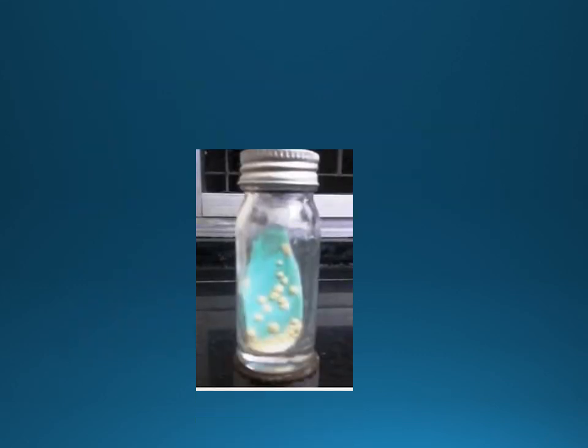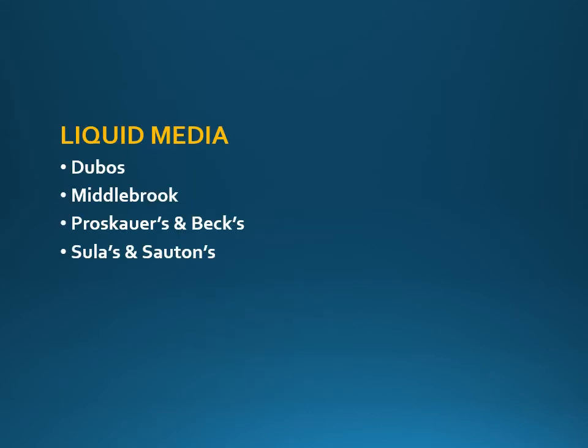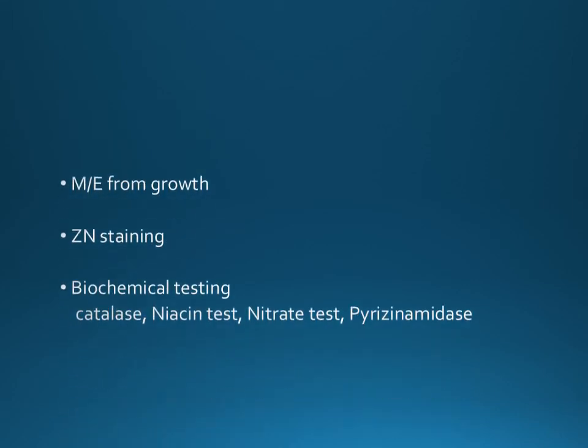So this is the Lowenstein-Jensen media, you can see the colonies, and the green color of this media is due to the presence of malachite green. Now the liquid media which can be used: Dubos, Middlebrook. In Middlebrook we have 7H9, 10, 11 and 12. So 7H9 and 12 are liquid media, whereas 10 and 11 are solid media. Then Proskauer and Beck media, Sula's and Sauton's. So these are certain liquid media. You should know these media for the viva question.